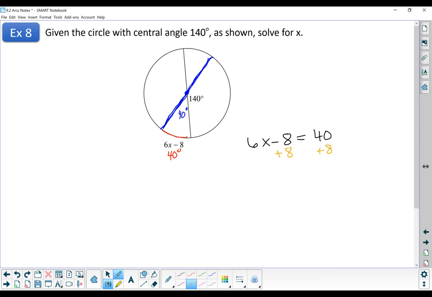We can add 8 to both sides of our equation and divide by 6 to get our final answer. X is equal to 8. And that's it, we're done.